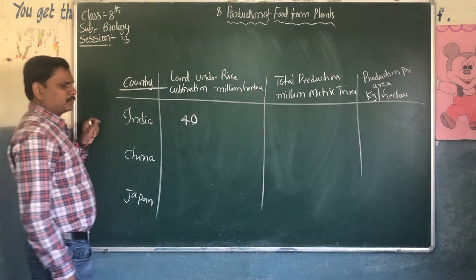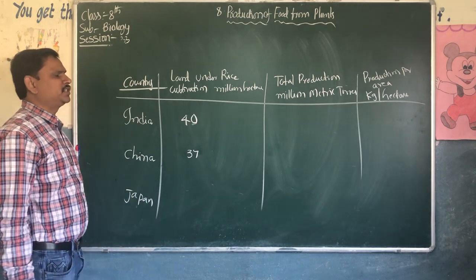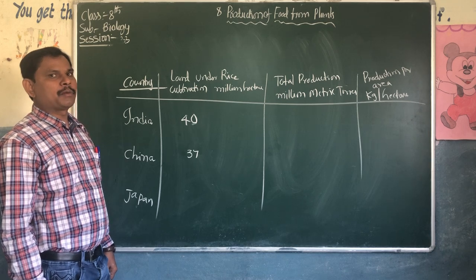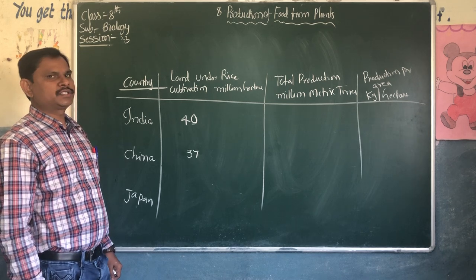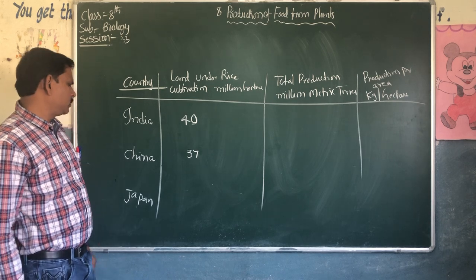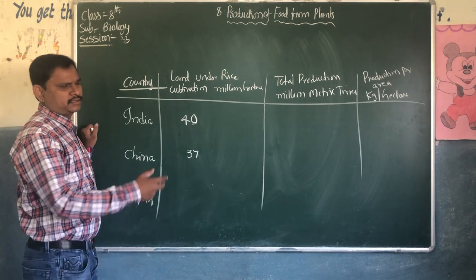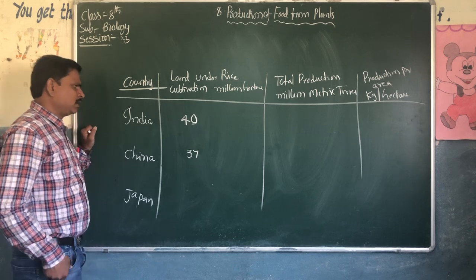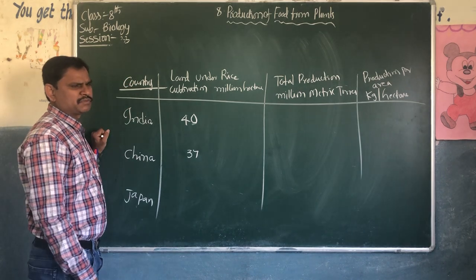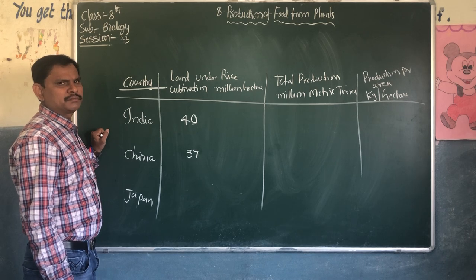But in China, there are 37 million hectares of land under cultivation. Actually, we are second in population. China is first in population in the world. Japan's population is not more than our states, it's less than our states. Japan is a very small country. Their population is much less than our state populations.